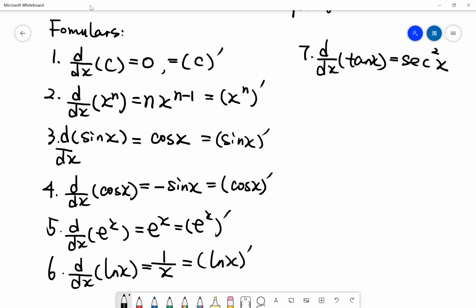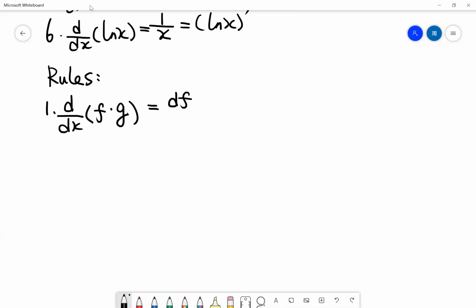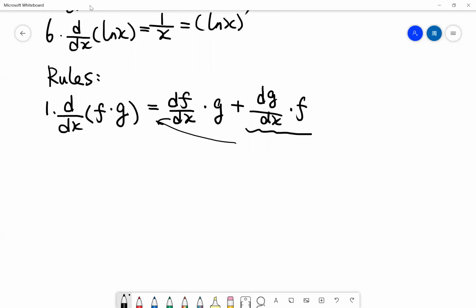And then we have learned the rules for derivatives. The sum rule and difference rule are very easy. So here we just review the product rule. The product rule is d(f times g), where f and g are two functions of x, equals df/dx times g plus dg/dx times f. Or you can write this part ahead. They are the same. So here is the product rule.